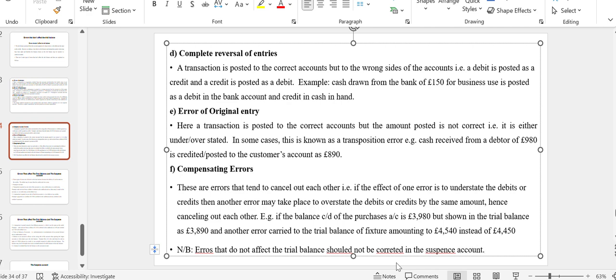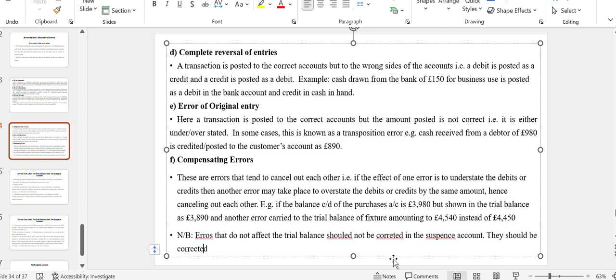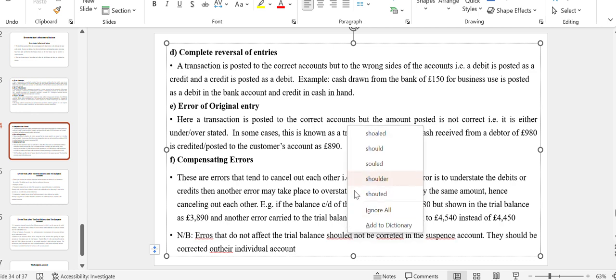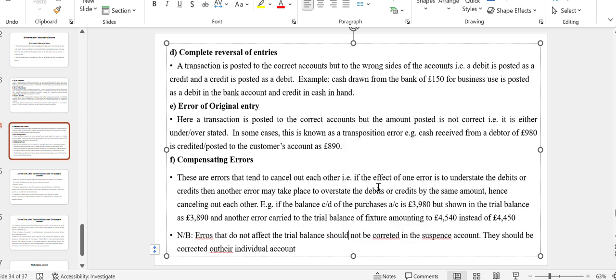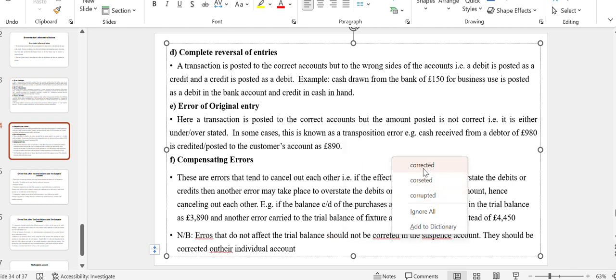Now the question is, where are you supposed to correct them? They should be corrected on their individual accounts. So if an error has been committed, maybe in the debtors and sales account, correct that error on those accounts. If an error has been committed maybe on expense and motor vehicle account, correct those errors on those accounts. Are you together?